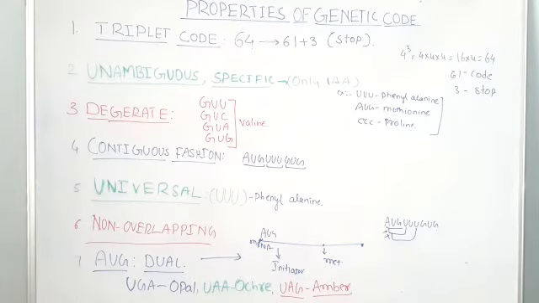Already the definition I have explained very clearly. Genetic code is a relationship between the nucleotides of DNA and the amino acids. There is a direct relationship between the nucleotides and the amino acids, and that relationship is nothing but a genetic code. Now, the first property of a genetic code is what?